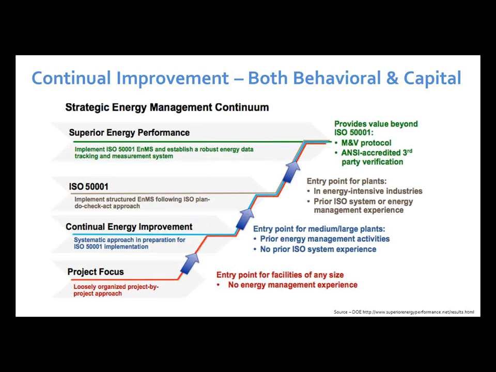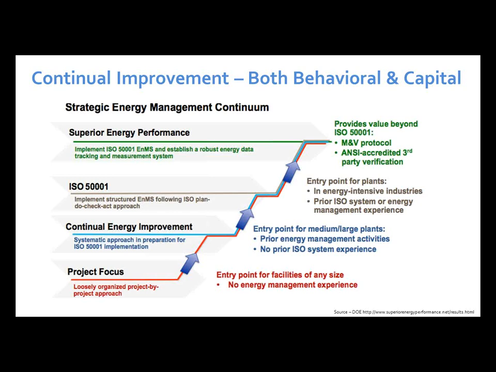With respect to continual improvement, there's a ladder that organizations need to consider. Many organizations today have a typical project-by-project focus, loosely organized. Typically, we're looking at return on investment. We may or may not commission the projects correctly, and as a result, we tend to forget about them. We walk away, and then we leave them up to facilities maintenance or the engineering group to operate them for the rest of their operational lifetime. Well, we run into issues with that because of lack of maintenance budgets, because of lack of attention.